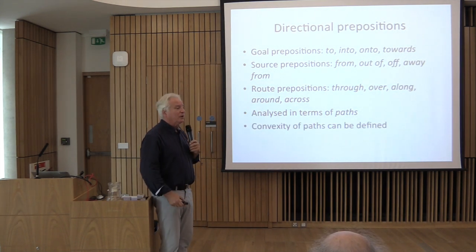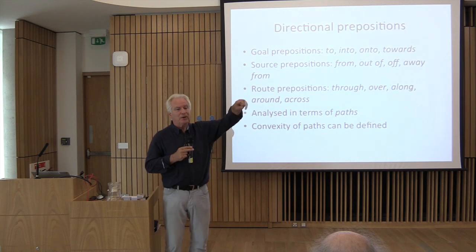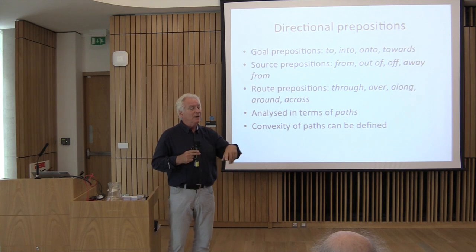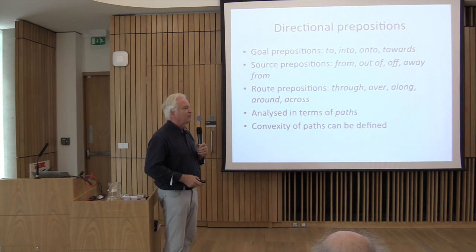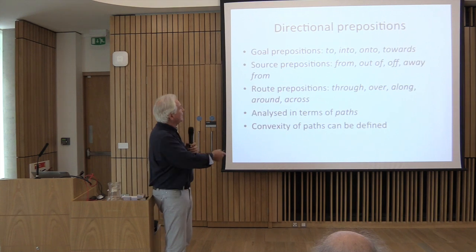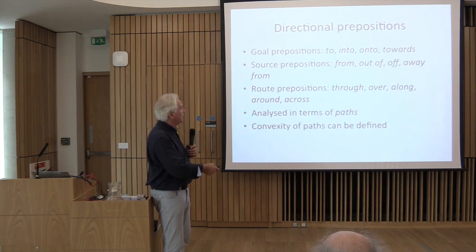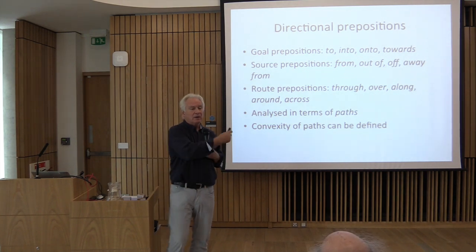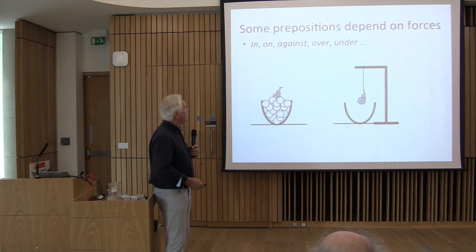And you can define convexity of paths. If you have one path going from A to B and another path going from A to B, you can talk about the path being in between, going from A to B. We do that formally. We define the betweenness of paths. And then it turns out that all these prepositions come out as convex regions of paths, very naturally. So convexity applies very nicely to the directional prepositions.